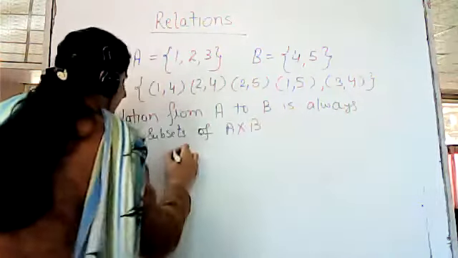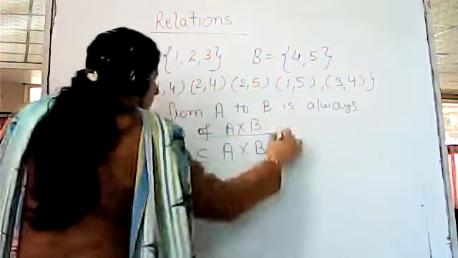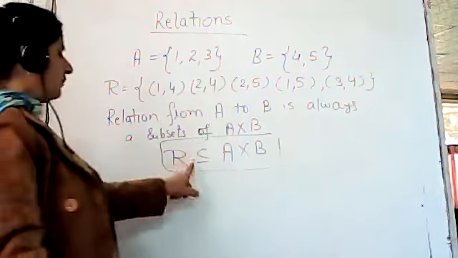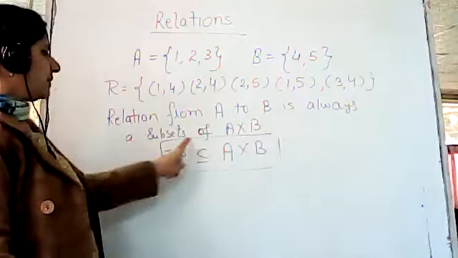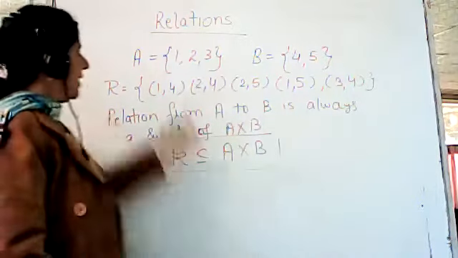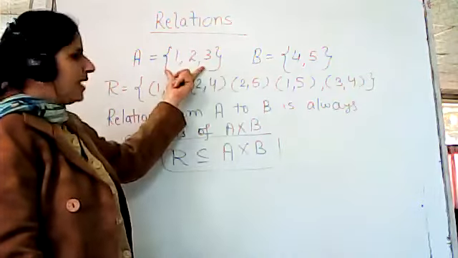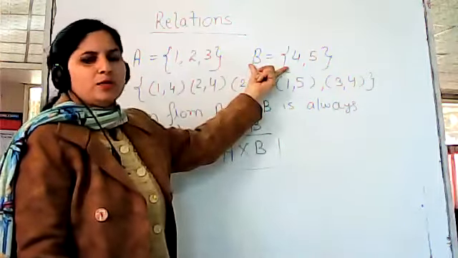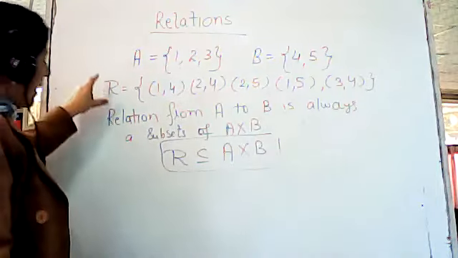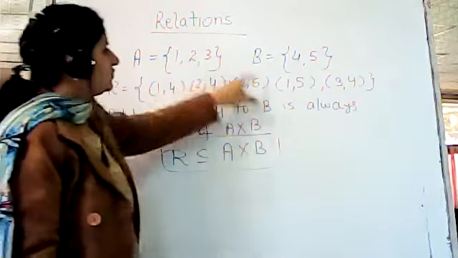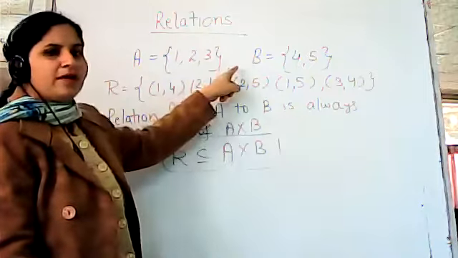So what is the basic definition of relation? If A and B are two sets, then a relation is always a subset of their Cartesian product, or you can say R is a subset of A cross B. Now I have taken two sets A and B. A consists of 3 elements and B consists of only 2 elements, that is 4, 5. I have defined this relation. Now this relation always comes from A cross B. And what is A cross B? This is the Cartesian product of two sets.